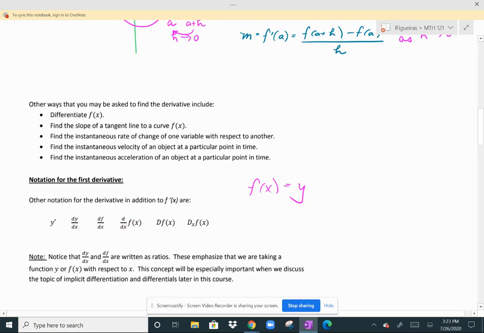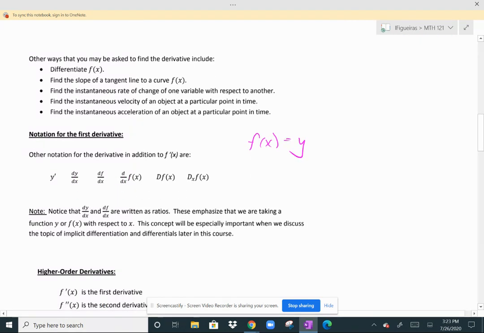So notice that dy over dx and df over dx are written as ratios. That's just emphasizing that you're taking the derivative of a function that you call y or f of x with respect to x. Later on in the course, we'll discuss this ratio independently. These are called differentials. dy and dx are considered to be differentials, and that'll be important later in the course.